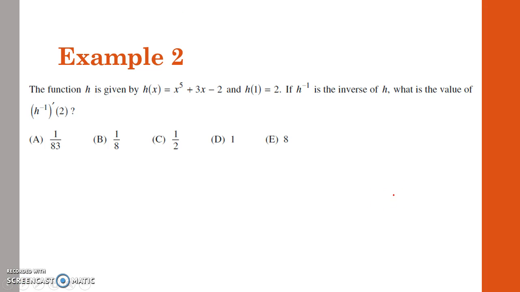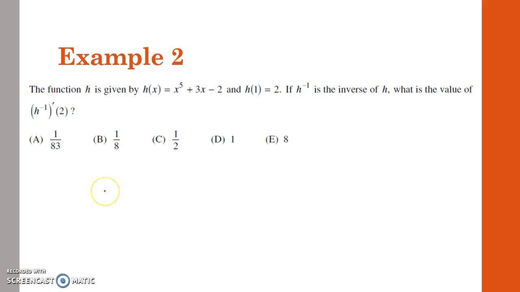All right, let's see another example. This is from a past AP exam question, so the next couple examples will be similar to AP questions. This time we're told the function h is given by x to the 5th plus 3x minus 2. We're also given a point on h: h of 1 equals 2. If h to the negative 1 is the inverse of h, what is the value of its inverse's derivative at 2?